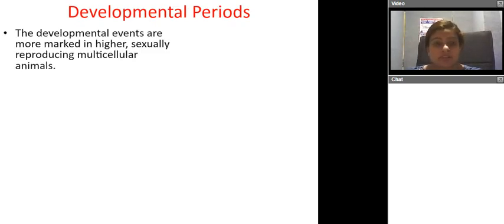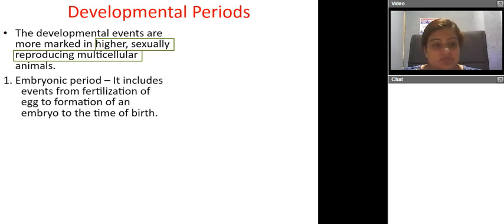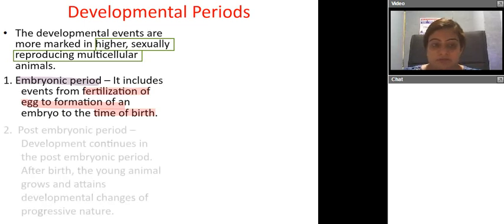We know that every living organism exhibits certain developmental periods. These developmental events are more marked in higher and sexually reproducing multicellular organisms. The first one is the embryonic period. The embryonic developmental period includes the events from the time of fertilization of the ovum by the sperm to the time of birth of a new offspring. So the embryonic period is nothing but the period that a young one spends in its mother's womb.